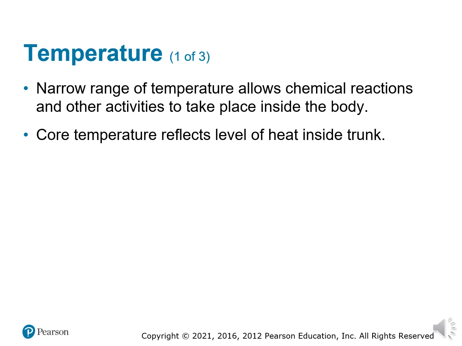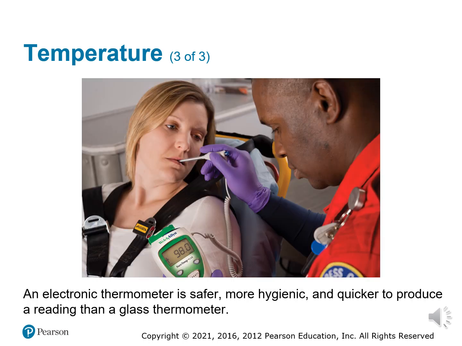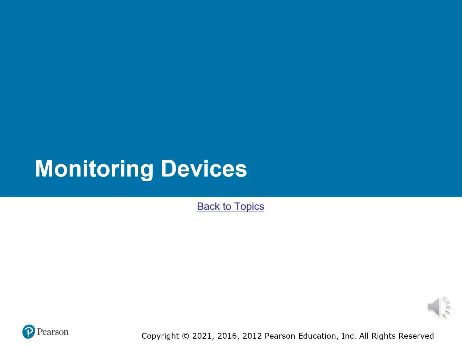Next, we're going to talk about temperature. There's a narrow range of temperature which allows chemical reactions and other activities to take place inside of the body. The core temperature reflects the level of heat that is inside the trunk of the body. Normal temperature depends on the time of the day, the activity level, their age, and where it was measured. Here you'll see an electronic thermometer, which is safer and more hygienic, and it's quicker to produce a reading than a glass thermometer. In this section, we're going to discuss monitoring devices.